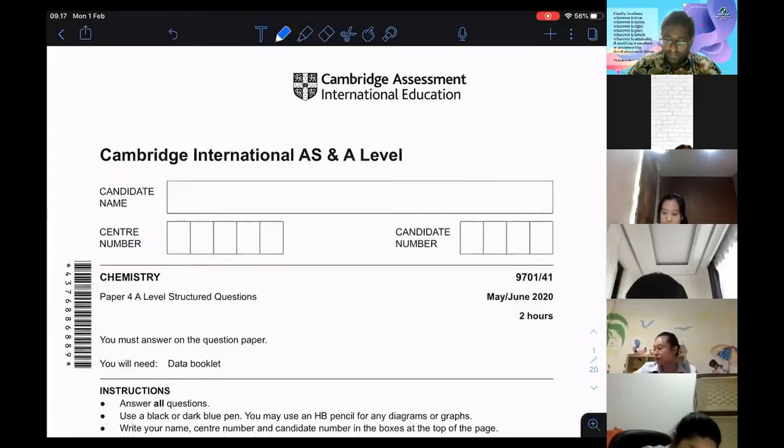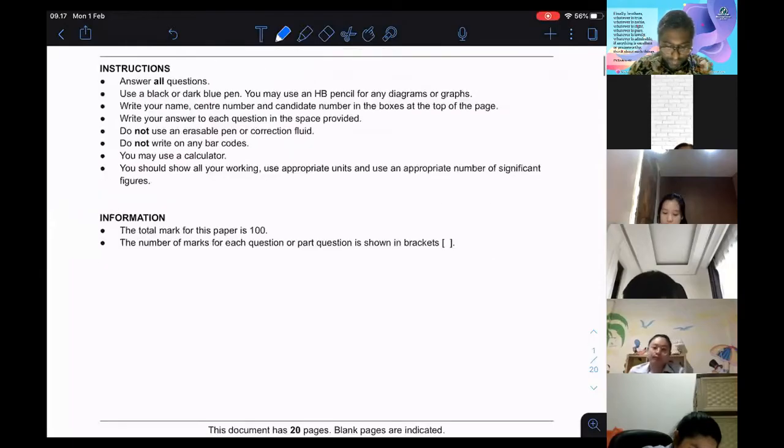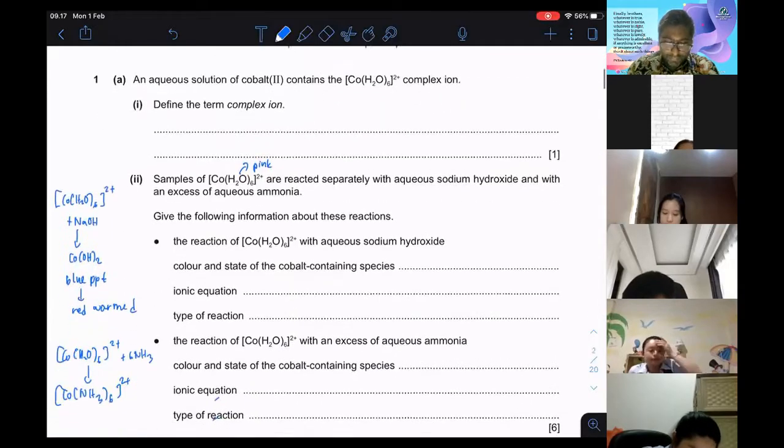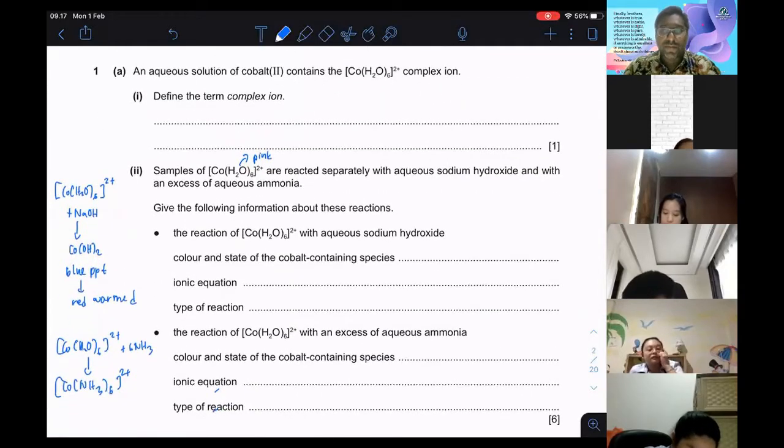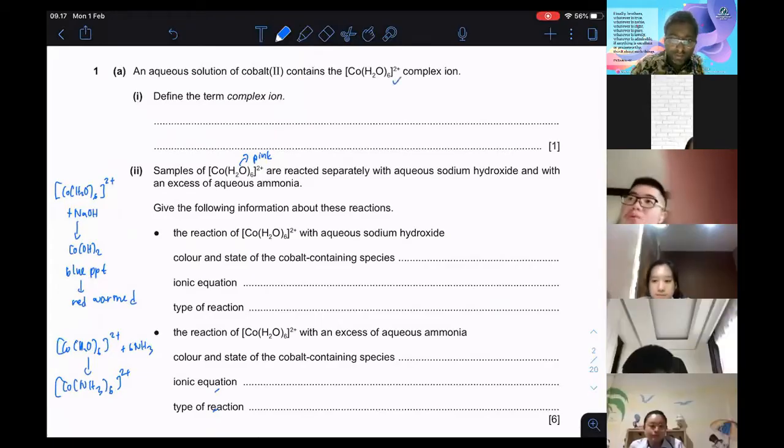Okay, guys, let's start with the May-June 2020 paper. For question number 1, we have this transition metal question. An aqueous solution of cobalt(II) chloride. They have given that it contains this complex ion. Define the term complex ion.